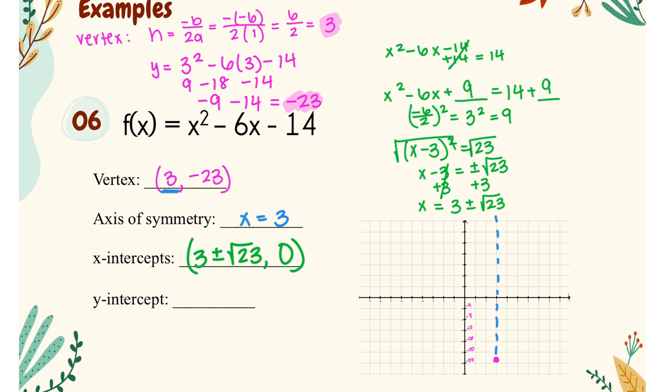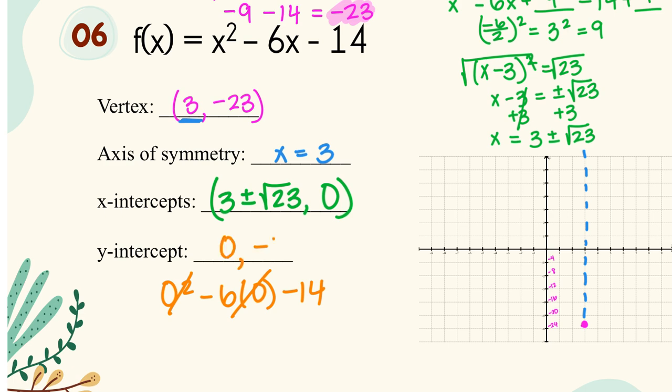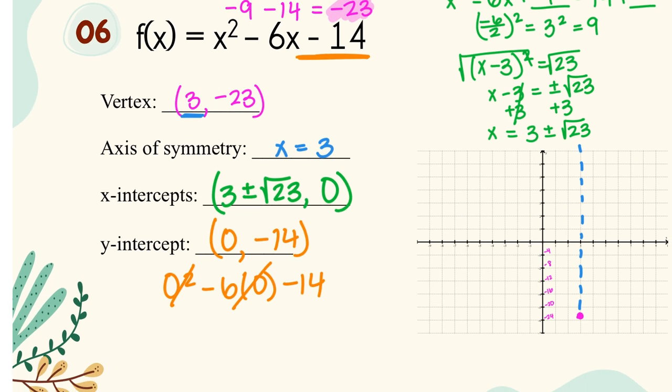Okay, now my y-intercept's a lot easier. I'm setting x equal to 0. So looking at this question, setting x equal to 0, I'm going to have 0 squared minus 6 times 0 minus 14. I set x equal to 0, and I'm going to get negative 14. If you're given a question like this, it's just c. Okay, so I can graph my y-intercept.